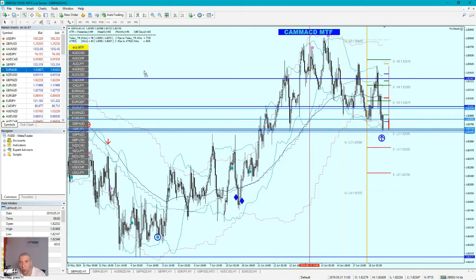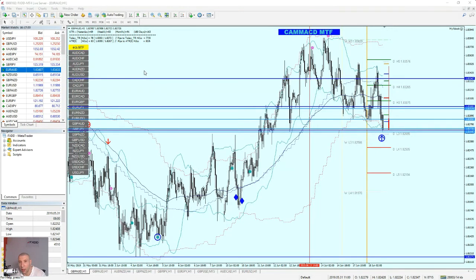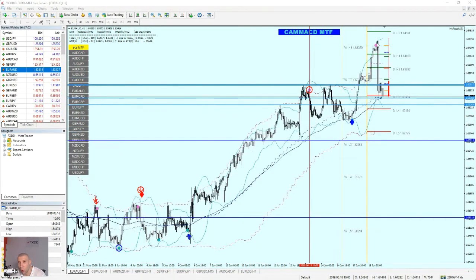Euro Australian dollar, for example, you see it also dropped heavily from this spot. It could probably be bought maybe a little bit later, but at this point I don't see any signal for the Euro Australian dollar.